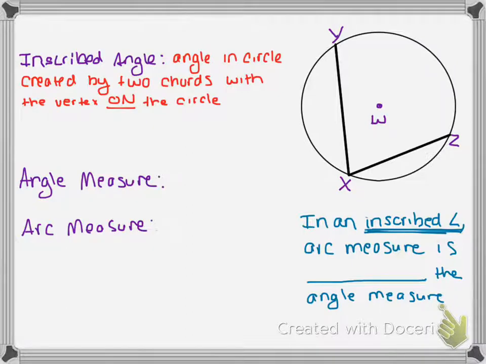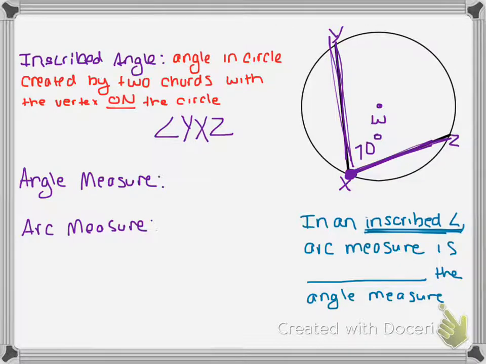Then we have one more type of angle, which is an inscribed angle. So here we have an angle in the circle that is created by two chords. So here's one chord, here's another chord, with a vertex on the circle. So the vertex has to actually be on the circle. Now, we have angle measures here as well. We have angle YXZ. Okay, let's say that that angle measure is, let's say, 70 degrees.